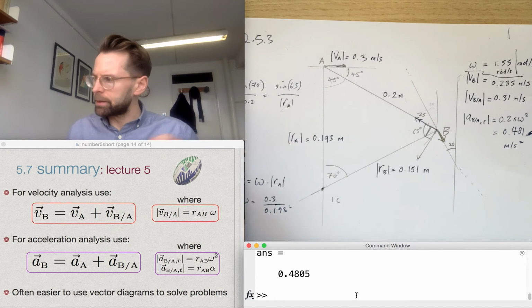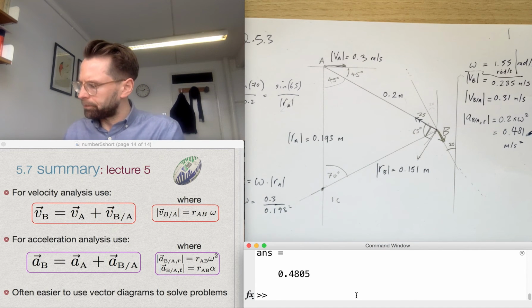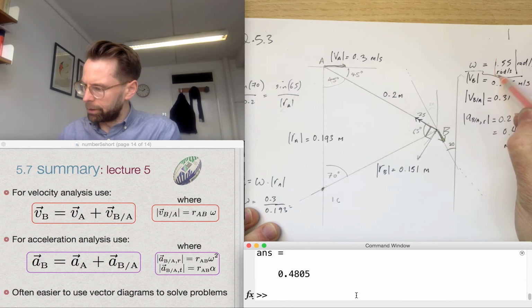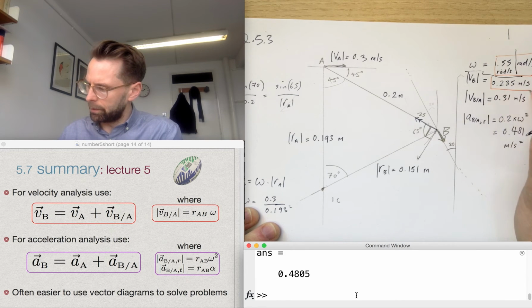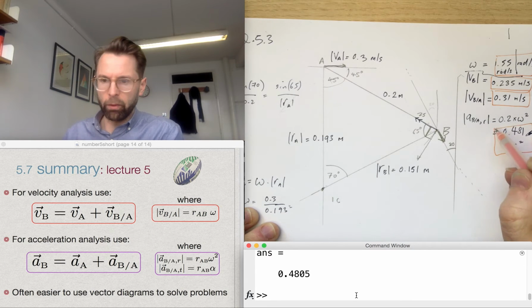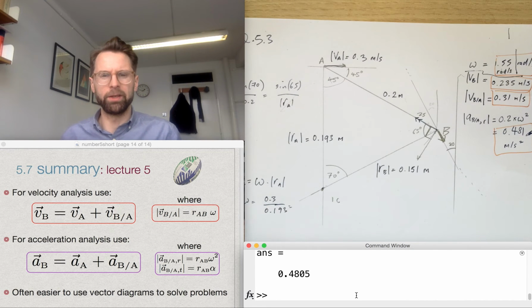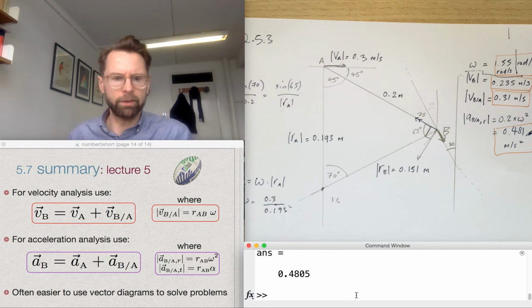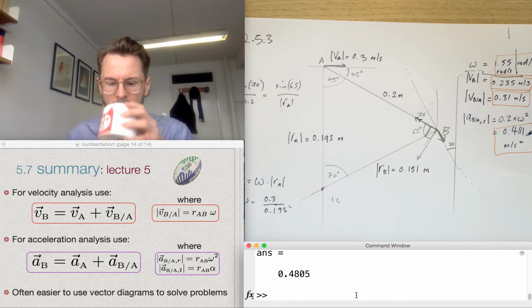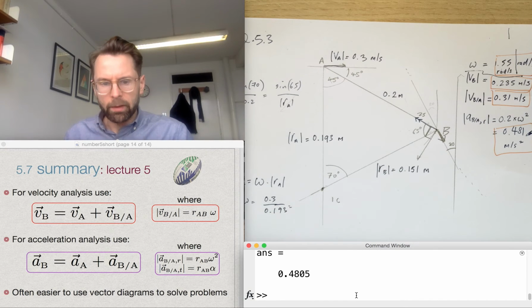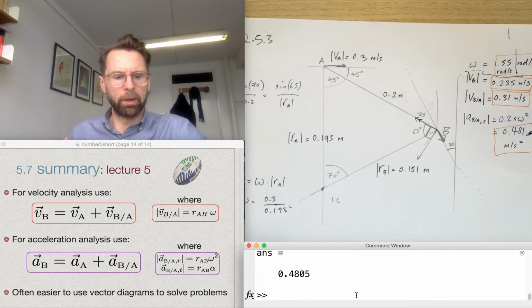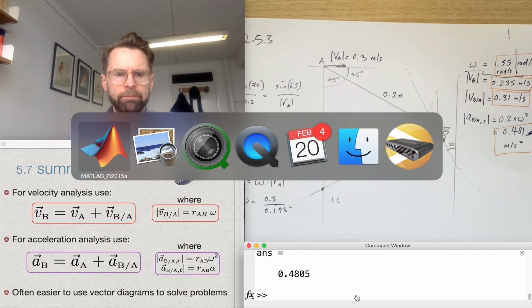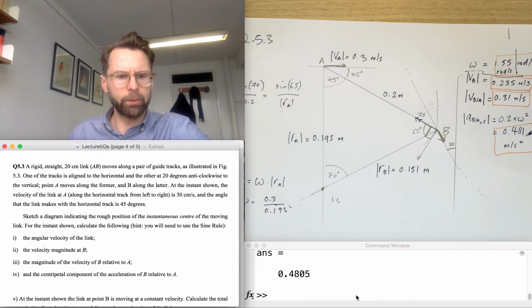So those are the answers to the first four parts, and I guess that's the straightforward part. The only complication there was doing this sine rule stuff, but it's just calculating the instantaneous centre. The next parts are more complicated. So we'll take a deep breath.